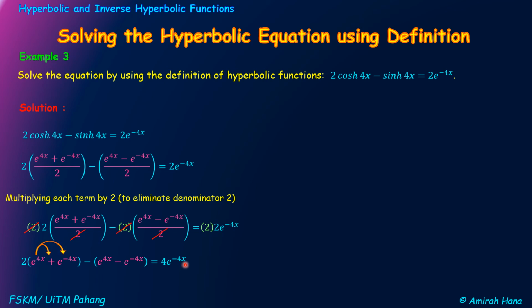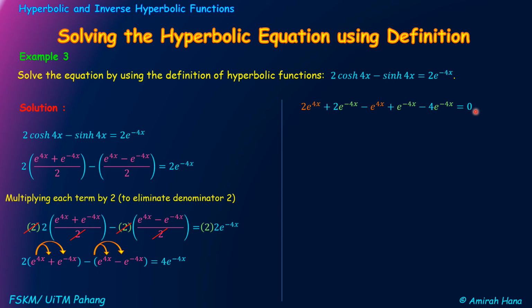After that, we expand to eliminate bracket. So after we expand, we get 2e to the power of 4x plus 2e to the power of negative 4x and then minus e to the power of 4x and then plus e to the power of negative 4x, and then we move right hand side to left hand side. So we get minus 4e to the power of 4x equals to 0. So now right hand side equals to 0.